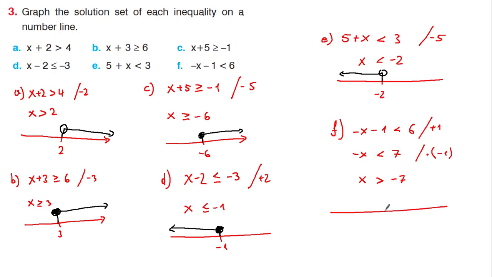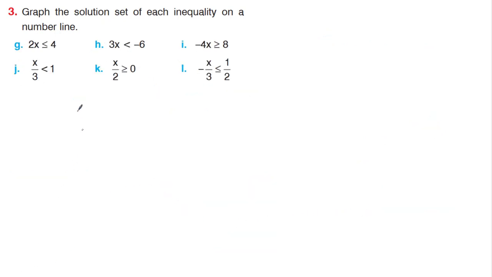Now this represented on the number line would look something like this. So from negative 7 and on, obviously negative 7 is not included in the solution. Graph the solution set of each inequality on a number line. Pretty much the same like previously. So under G, what do we have?